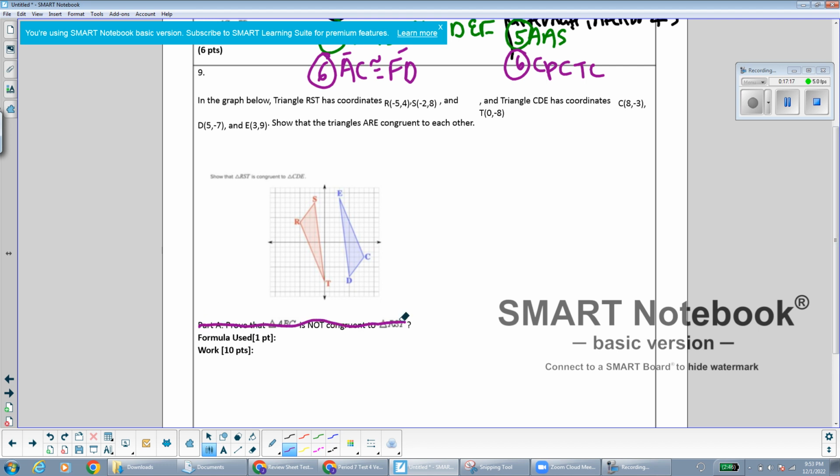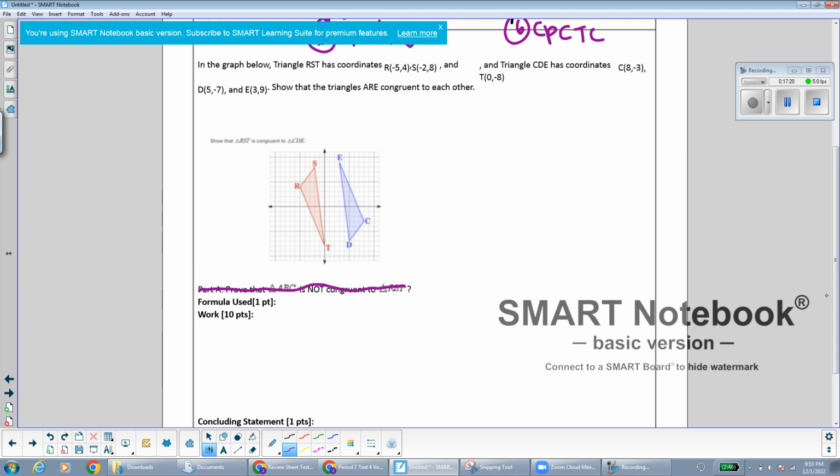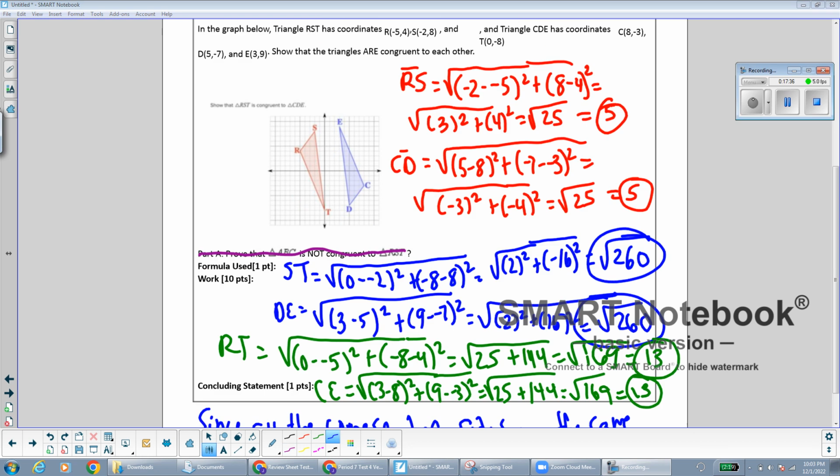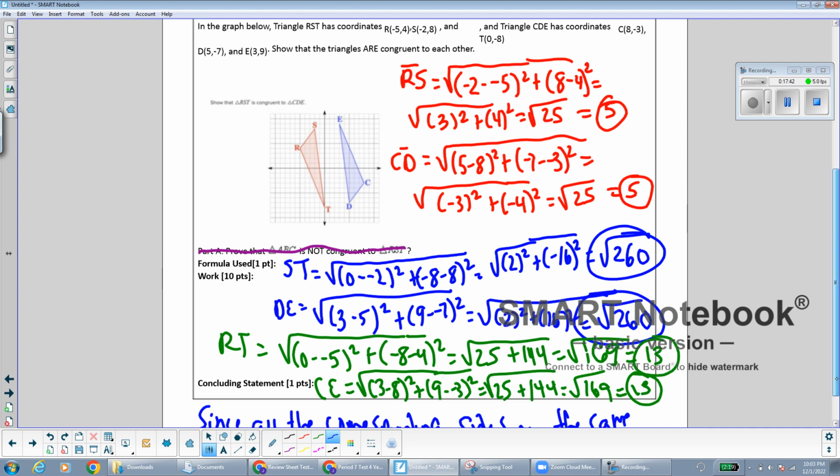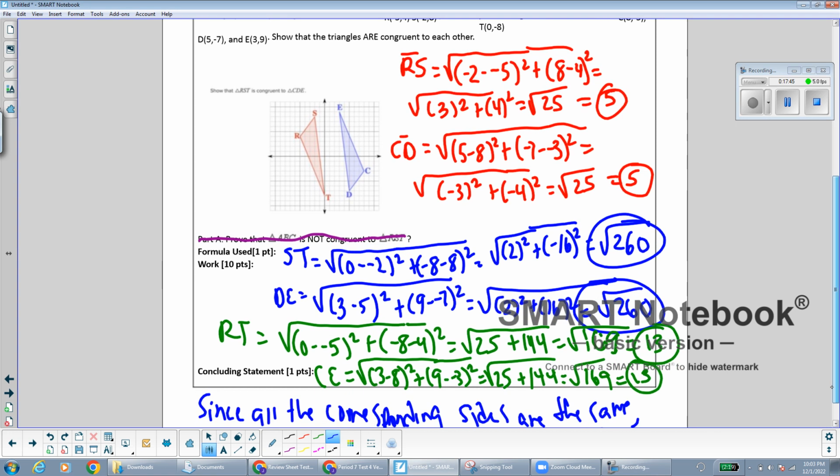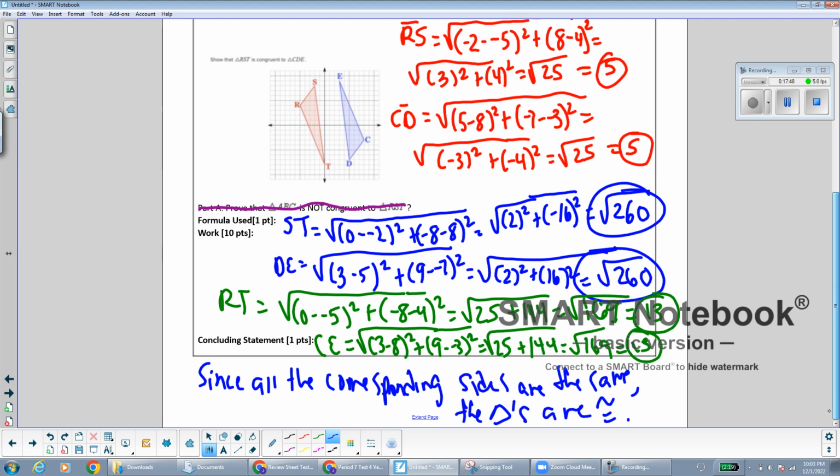What we were doing here is proving that the two triangles are congruent to each other. So to prove that triangles are congruent, you do have to show that all of the corresponding sides are equal. So that's using distance formula. I'm going to pause the video and I'm going to do my distance formula calculations. Then I'm going to unpause so you can see them if you need them. Here are my distance formulas. Notice that all of the corresponding sides ended up being the same length from the two different triangles. You can pause to take a look. And remember to include the concluding statement anytime you're writing a coordinate geometry proof. My concluding statement is, since all the corresponding sides are the same, the triangles are congruent.